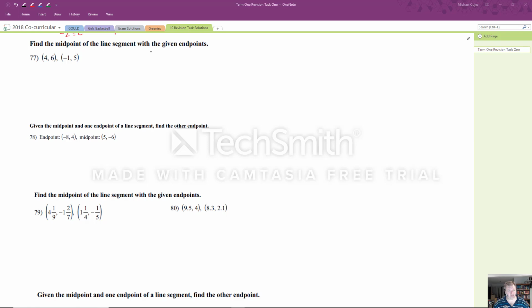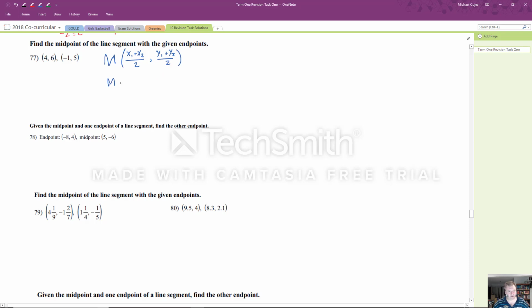Find the midpoint of the line segment with the given endpoints. Remember, your midpoint is just the average of your x-coordinates, x1 plus x2, divided by 2, together with the average of the y-coordinates, y1 plus y2, divided by 2. So that makes this pretty easy, doesn't it?